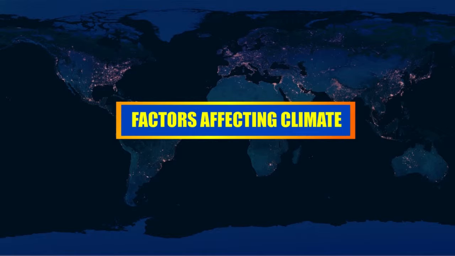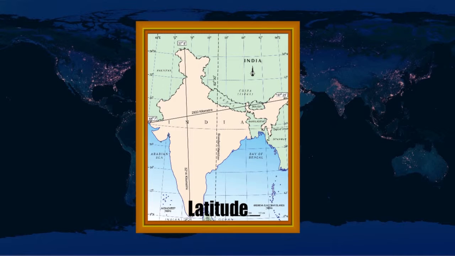Factors affecting climate. Latitude. As India is located roughly between 8°4' north and 37°6' north latitudes, it gives India a tropical and subtropical climate. The climate is hot depending on the distance from the equator.